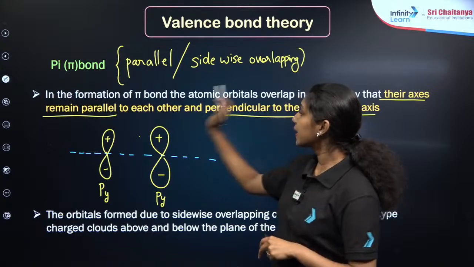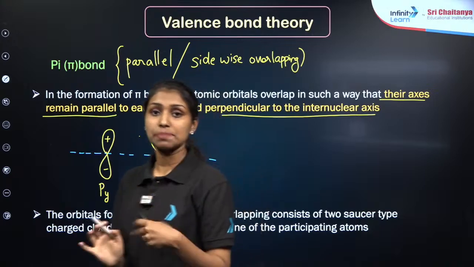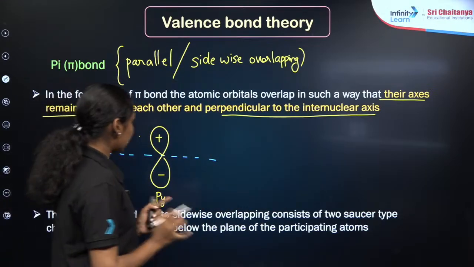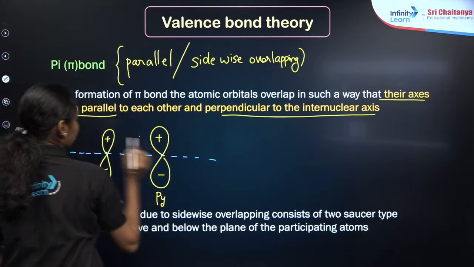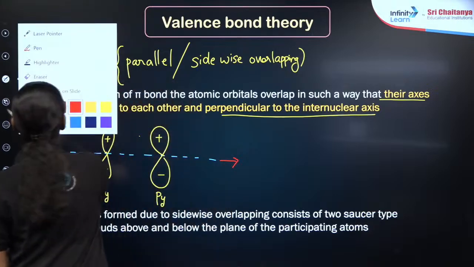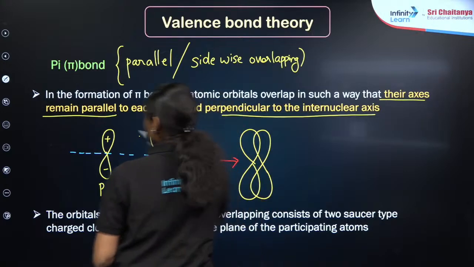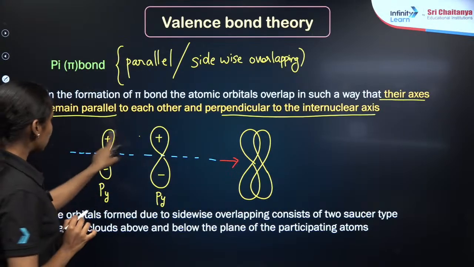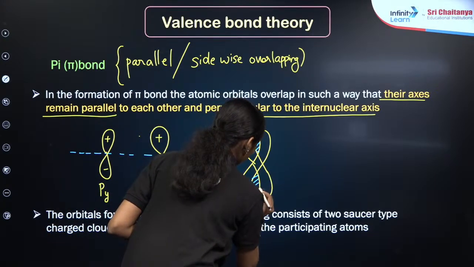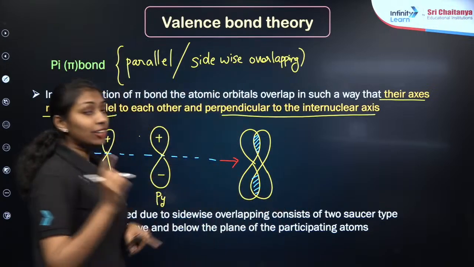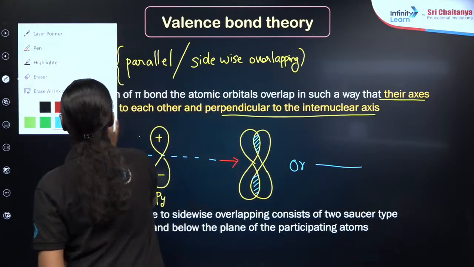That is what is said here: in the case of pi bond formation, atomic orbitals overlap in such a way that their axes remain parallel, but perpendicular to the internuclear axis. Clear? Then what will happen here? How is the bond formed? Positive overlapping, plus plus, minus minus. So this will be the overlapping area. This is the plus region, this is the minus region. Otherwise we can draw it as, this is our internuclear axis and this will be the electron cloud.